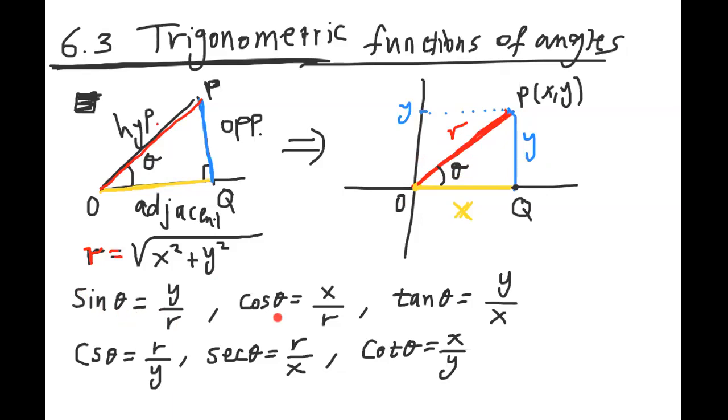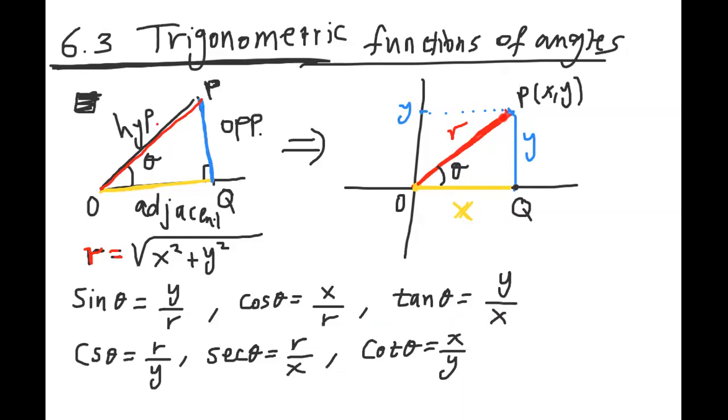For the cosine function, it is X over R. X in the first quadrant is positive and R is always positive, so the cosine is positive. The tan is the same thing: Y is positive and X is positive, so the tan is positive in the first quadrant.